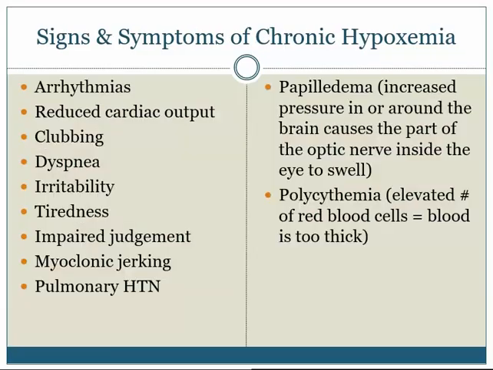So some signs and symptoms of chronic hypoxemia, so this would be your chronic COPDers, your chronic lungers. They might have arrhythmias, reduced cardiac output. Clubbing is when you look at their fingertips. So look at their fingertips. It'll tell you so much, not only in their color, but when you start to see clubbing. Clubbing is literally when their fingertips club out. They get these widened, kind of clubbed fingertips.